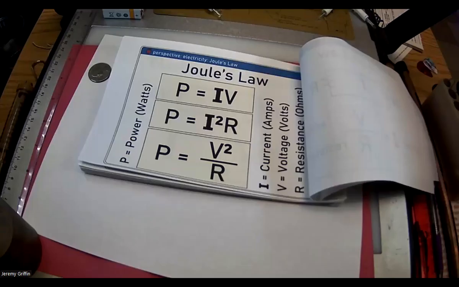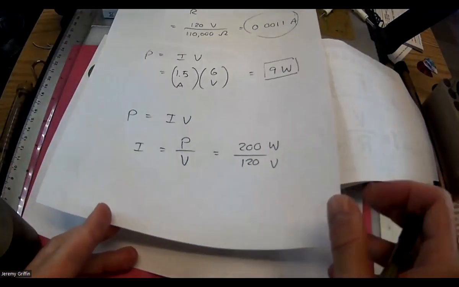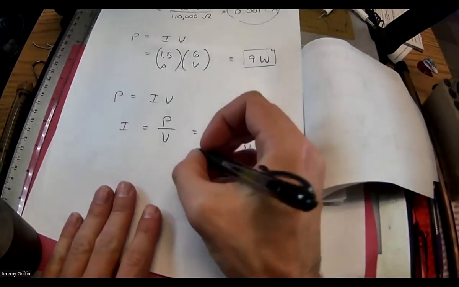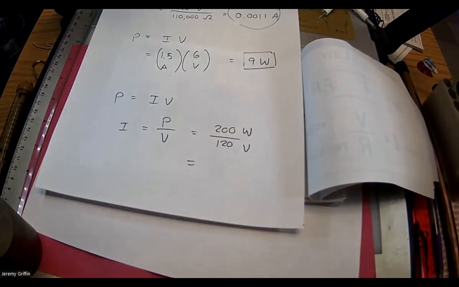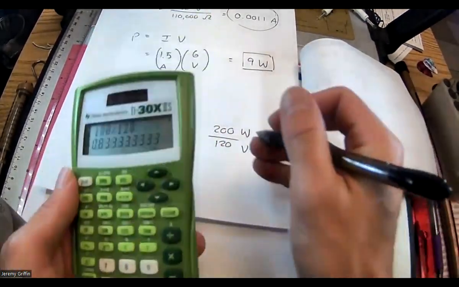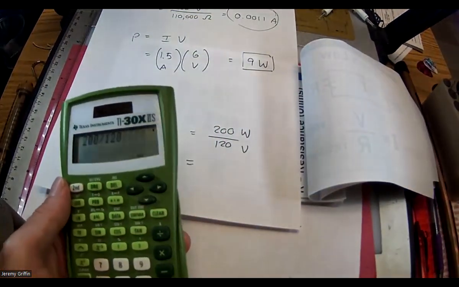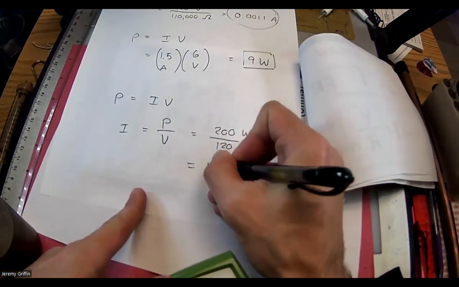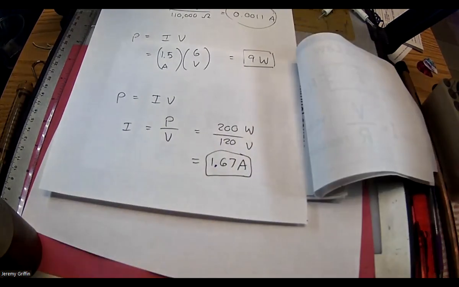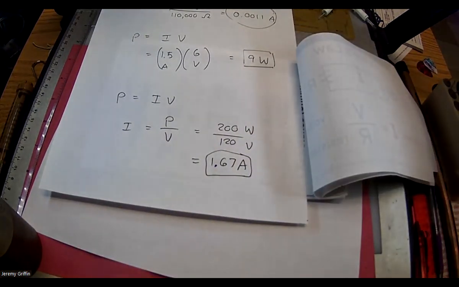Let me flip over and show you guys. So you can still start with P equals IV. In this case, you have the power and the voltage, and you're solving for the corresponding current. So you divide those two. Let me confirm what that comes out to. What is 200 over 120? It's 1.67, and that's amps because it's a current. You guys can do that.